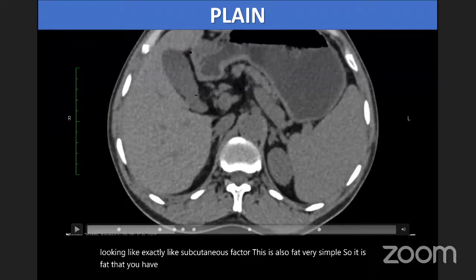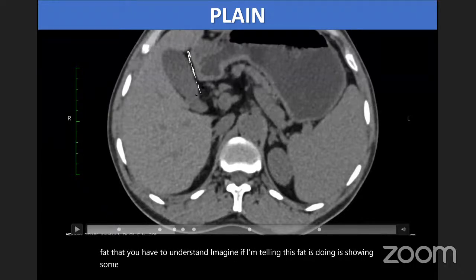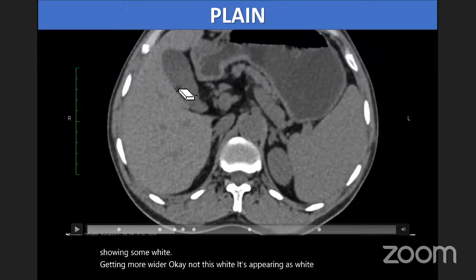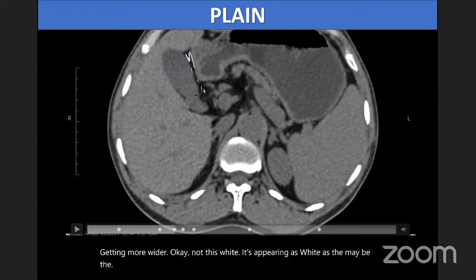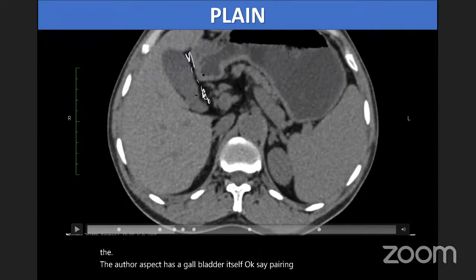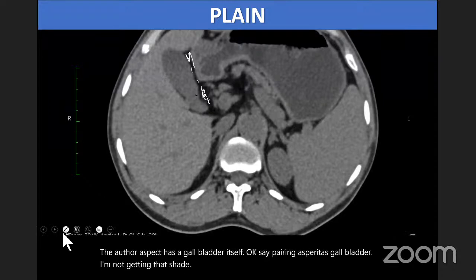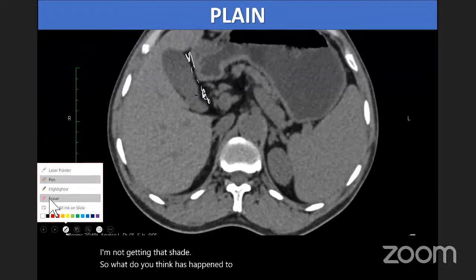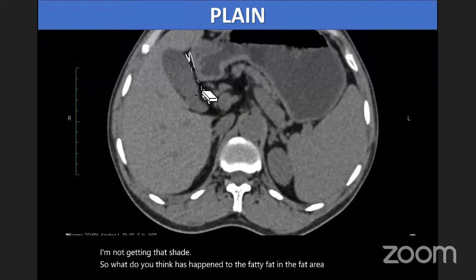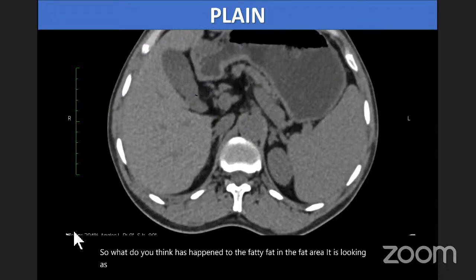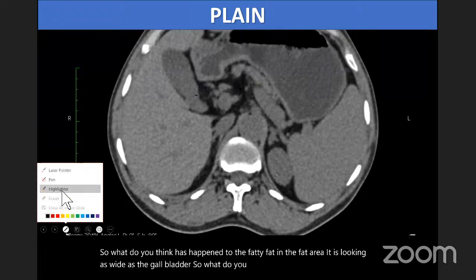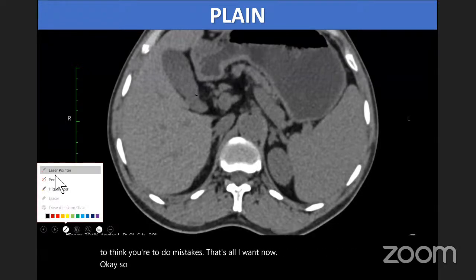Imagine if this fat is showing some white, appearing whiter. Not this white, but as white as the gallbladder itself. I am not getting that shade. So what do you think has happened to the fat, if the fat area is looking as white as the gallbladder? You just have to think. You have to make mistakes, that's all I want now. So what do you think has happened there?